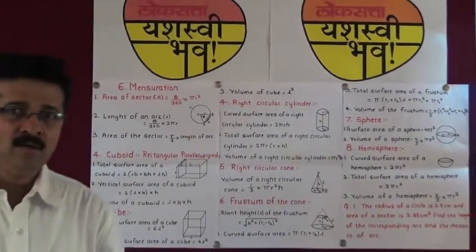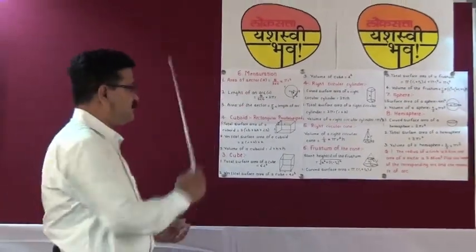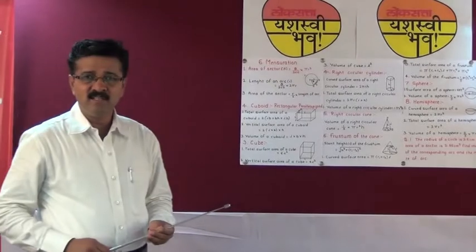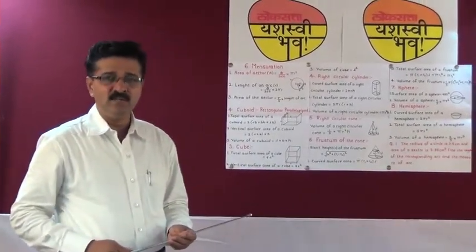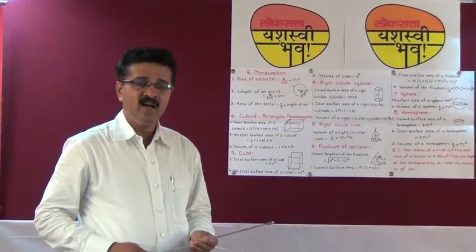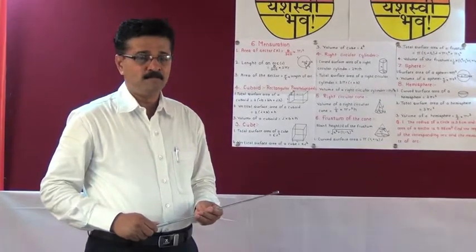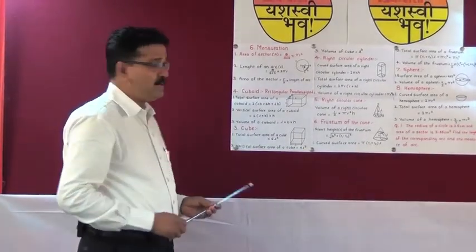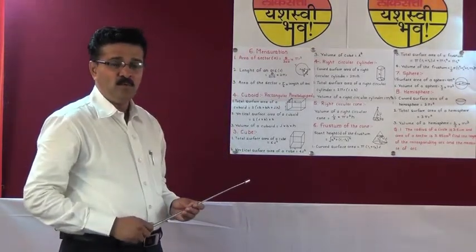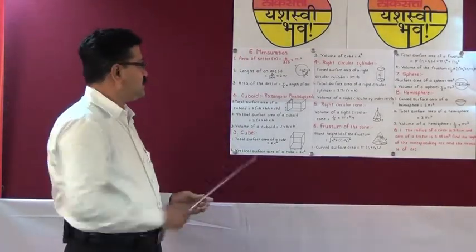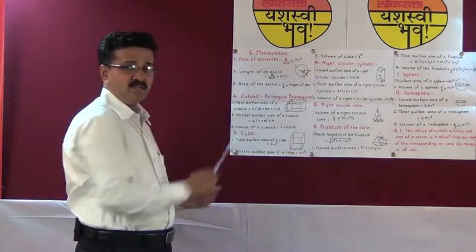Friends, I am going to discuss with you a topic called mensuration. What is mensuration? Mensuration is a branch of mathematics which deals with the study of area and volumes of solid figures. Now, for that we are starting from a sector. What is a sector? That you have studied. So the area of a sector is given by the formula theta upon 360 into pi r square.